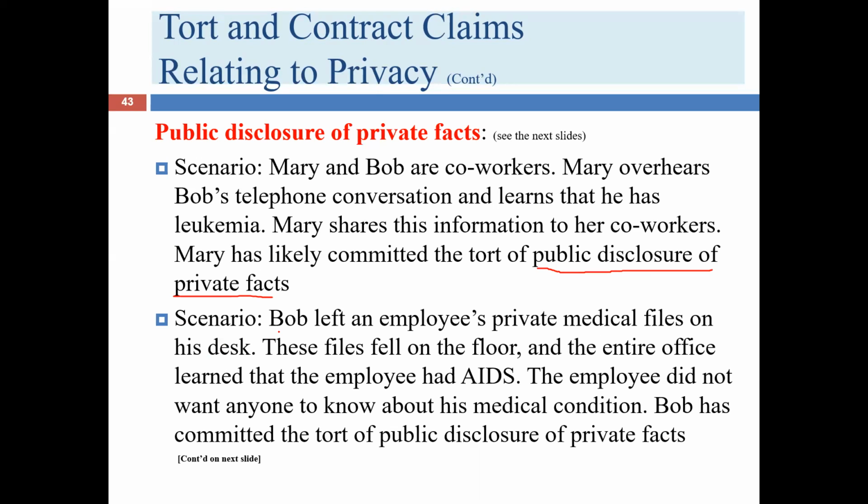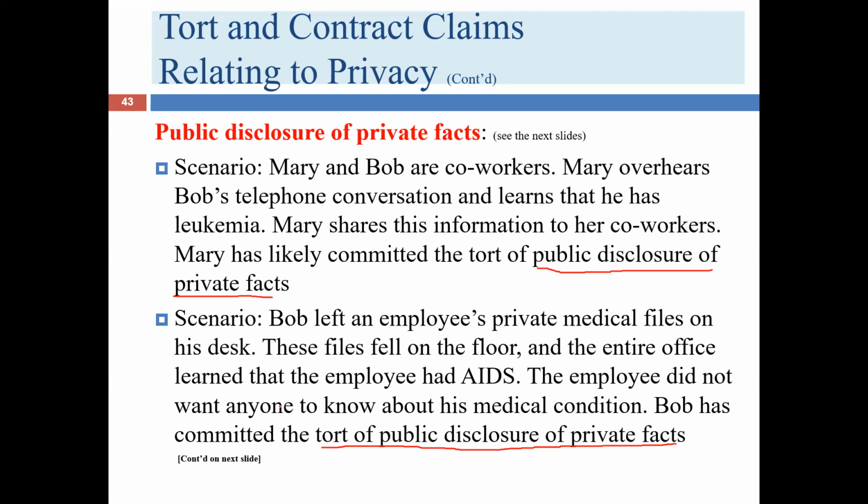In this scenario, Bob works in HR. He leaves an employee's private medical files on his desk. The files fall to the floor, the papers fall out. Information about the employee's AIDS diagnosis are visible. Some employees see them, and the word gets around the office that this particular worker has AIDS. In this situation, even though Bob did not intend for any of this to happen, he was negligent in how he maintained the records, and so he would be guilty of public disclosure of private facts.